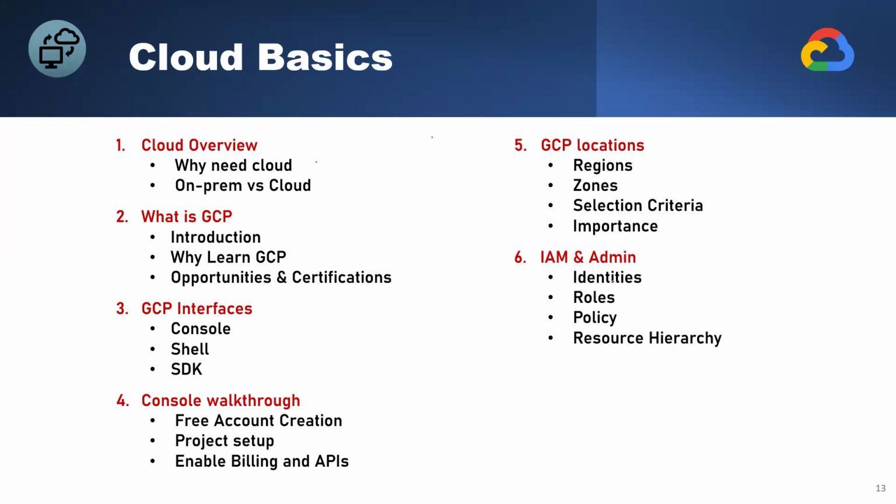So these are all the 6 modules that we are going to cover as a part of Cloud Basics, guys. As a part of the Cloud Basics, we are going to cover the cloud overview, what is Google Cloud Platform, GCP interfaces to interact with the GCP services, and console walkthrough. You must set up the entire project and entire setup in the Google Cloud Platform, including the account creation, and GCP locations. Whenever you want to create or deploy a resource, we must select a proper location. Otherwise, it affects the cost, performance, and availability of the service. So that is the reason we are covering the GCP locations.